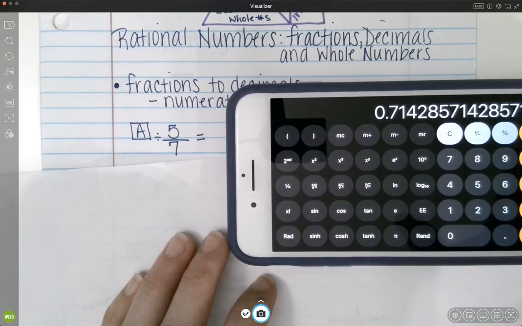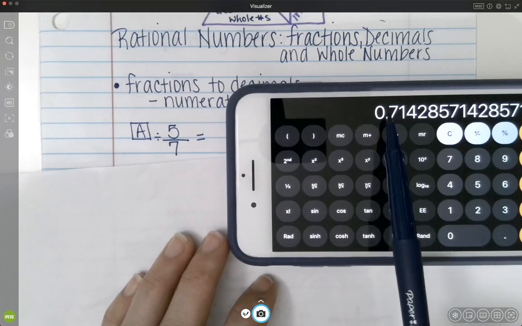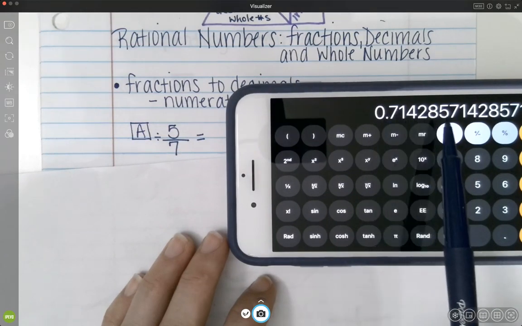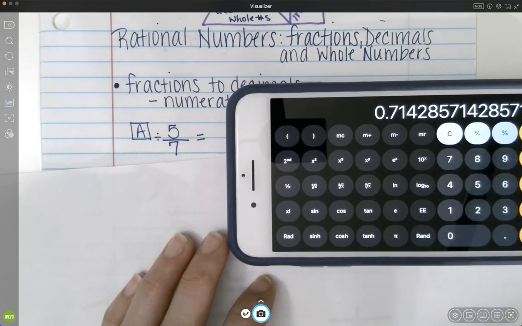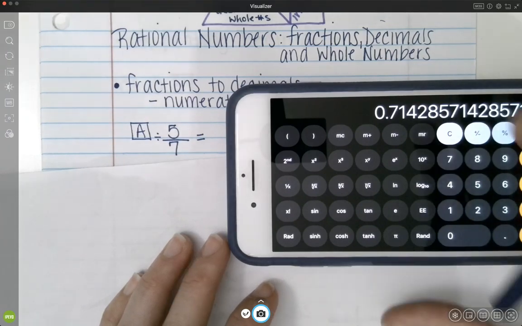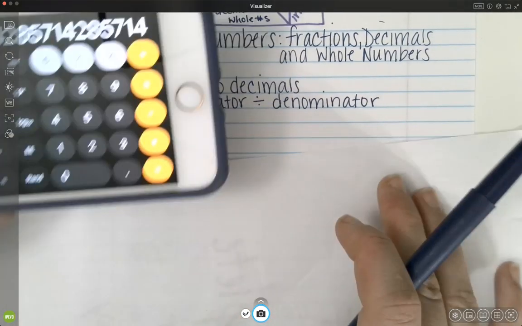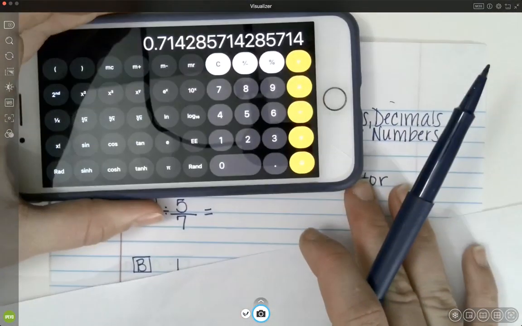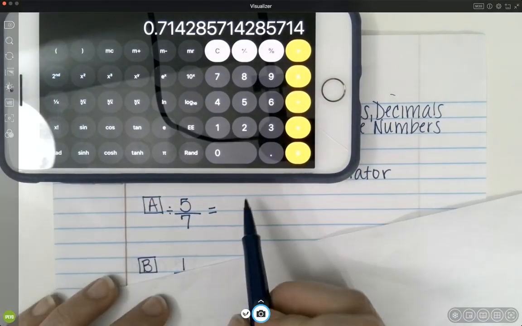You're going to notice that my number ends up going on repeat. So we have 714,285, 714,285, 71, and it would keep going on and on. So when I write these, I need to make sure I am writing all of the digits that are in that repeat.